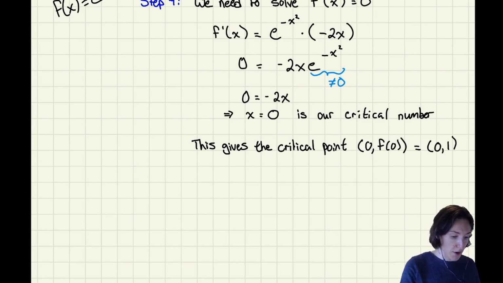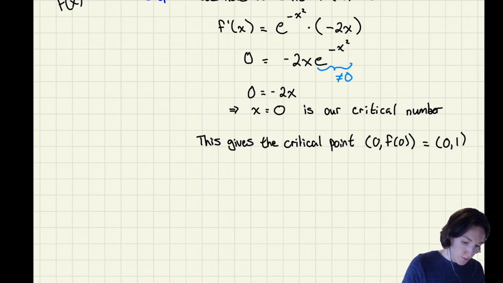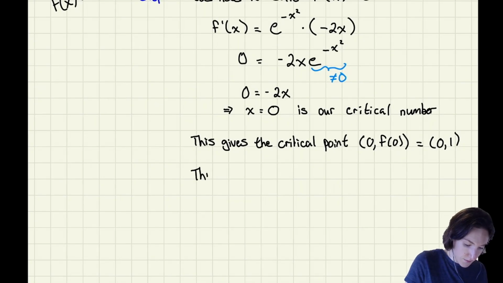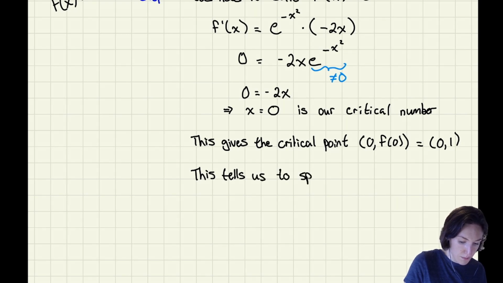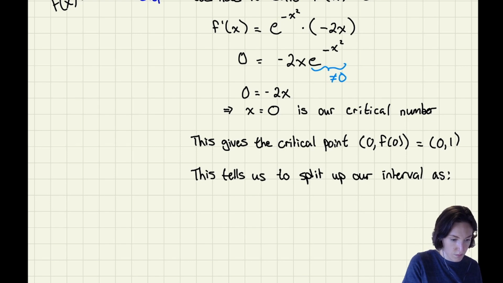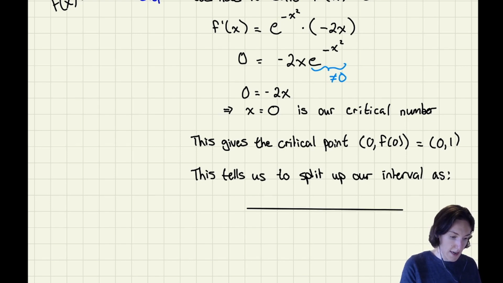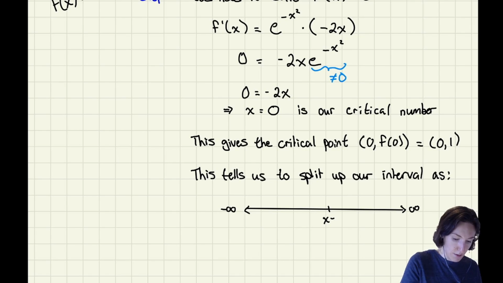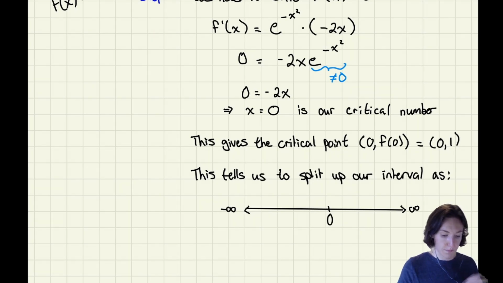This tells us how to split up our interval. So this tells us to split up our interval as, so we're going to get a nice little line here. This is going to negative infinity, the left direction. This is going to infinity. And the only critical point I have is just x is equal to 0, or critical number, excuse me.